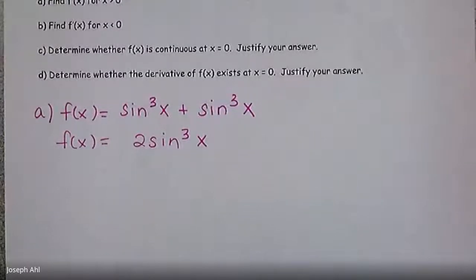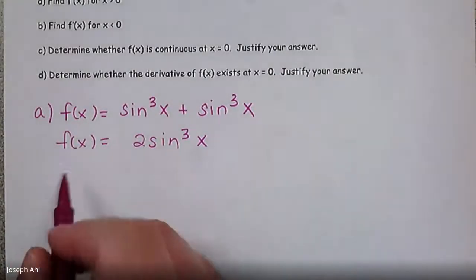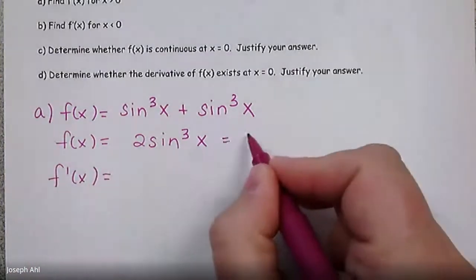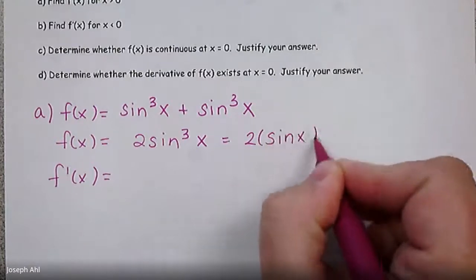And then finding the derivative f prime of x for x greater than 0, we're going to get the chain rule to apply, right? So f prime of x would be, if you want to think of this as 2 times sine x cubed, you can do that.